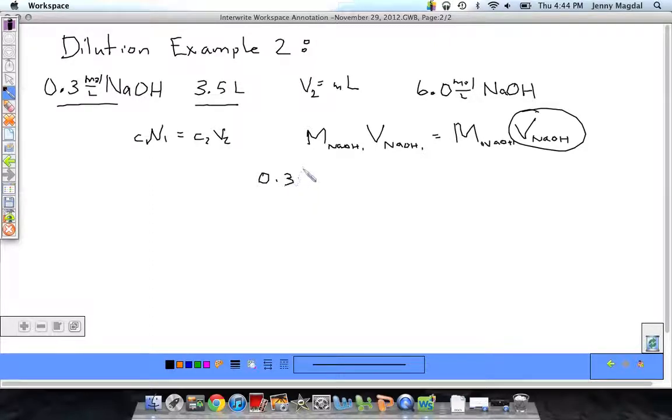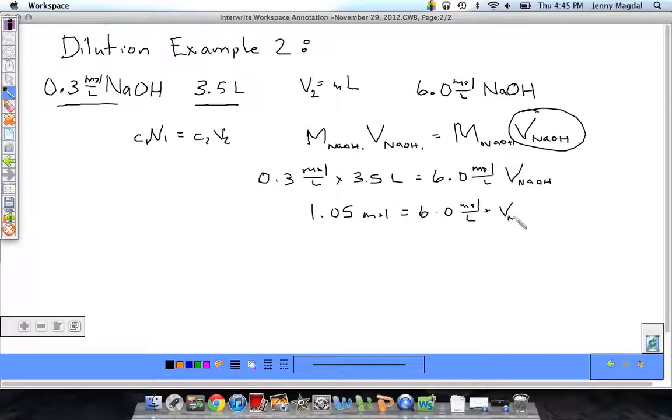I have 0.3 moles over liters multiplied by 3.5 liters equal to 6.0 moles over liters multiplied by my unknown volume that I'm looking for. So I can take my 0.3 multiplied by 3.5. I get 1.05 moles equal to 6.0 moles over liters multiplied by my volume of NaOH.